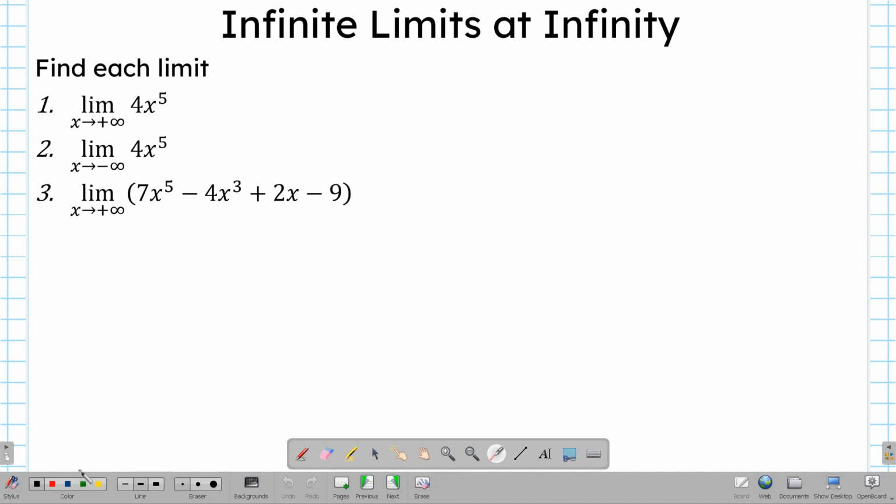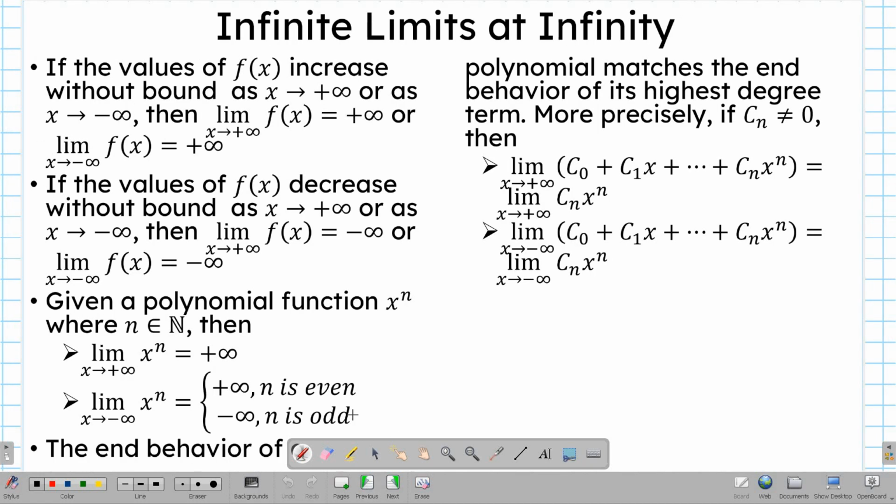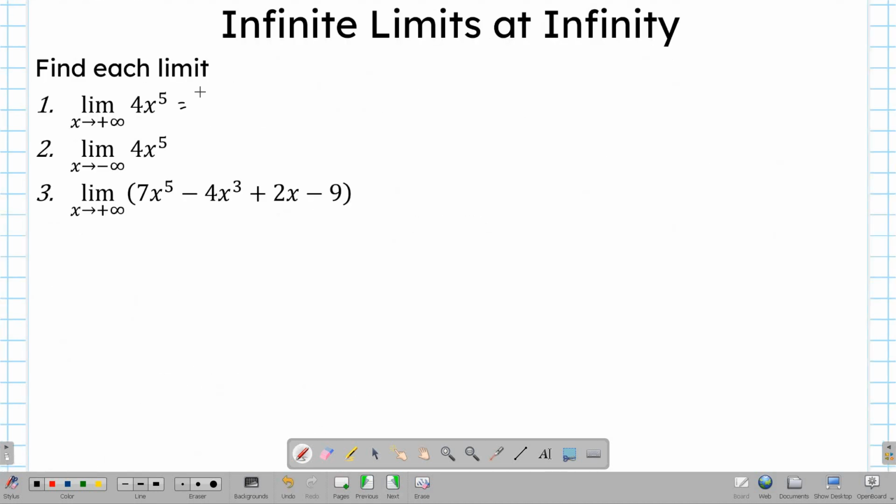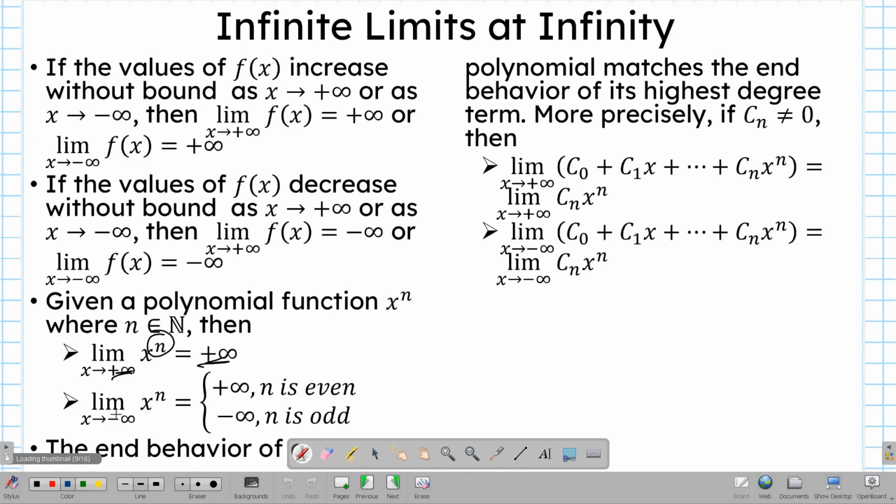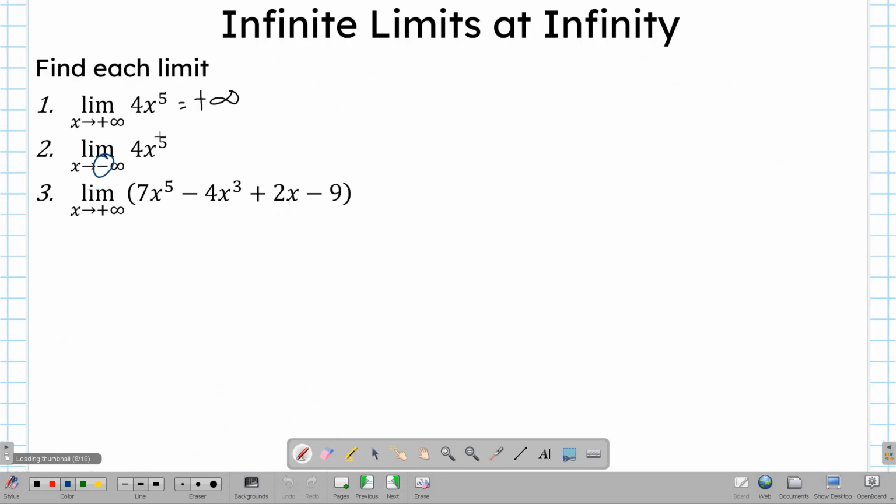Here we have some examples. We have the limit of 4x raised to 5 as x approaches positive infinity. Based on our previous theorem, if it's positive infinity, regardless of whichever n is, it's positive infinity. So automatically, the limit of this function is positive infinity. Once it becomes negative infinity, that's the time we have to check. If n is odd, it becomes negative infinity. Since 5 is odd, the limit of this function as x approaches negative infinity is negative infinity.